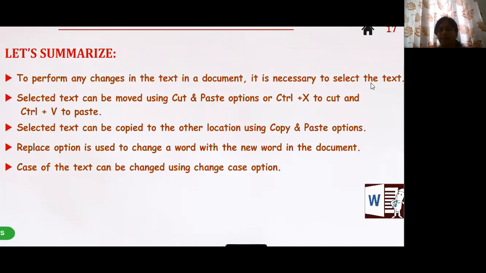Then we have seen cut, copy, paste, and how to do it. The short form of cut is Control X, the short form of copy is Control C, and the short form of paste is Control plus V. Selected text can be copied to another location using the copy and paste option. The replace option is used to change a word with a new word. We have seen, right? Find and replace. Find the word whichever you want to change and replace it with the new word, if you think it is a spelling mistake or you have written it by mistake. And the case of the text can be changed using the change case options.